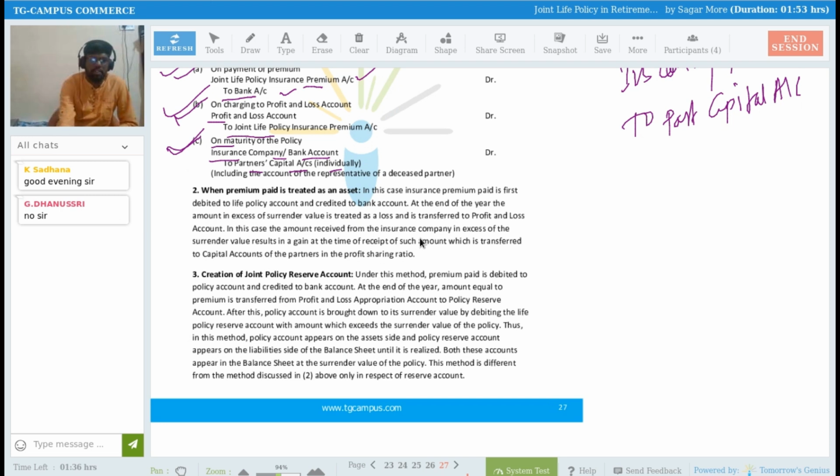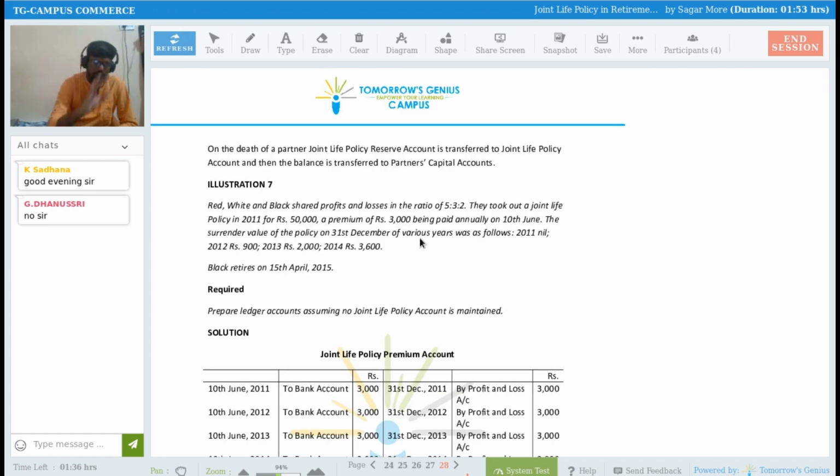Okay. Now, another way by which we can record that, or do the accounting: when premium paid is treated as an asset, and third, creation of joint policy reserve account. We'll understand these with the help of an example, both the second and third. Actually, everything we're going to see with the help of accounts only.